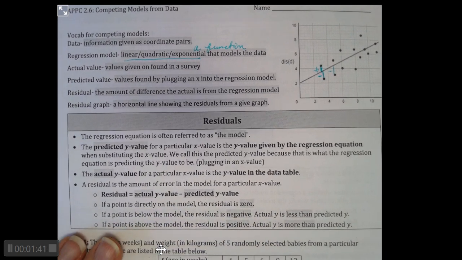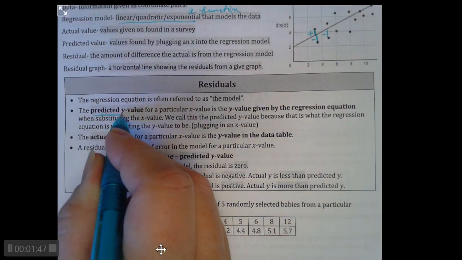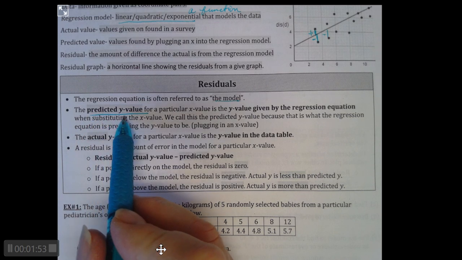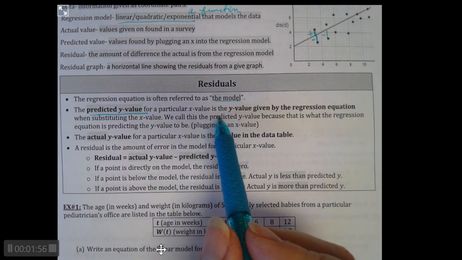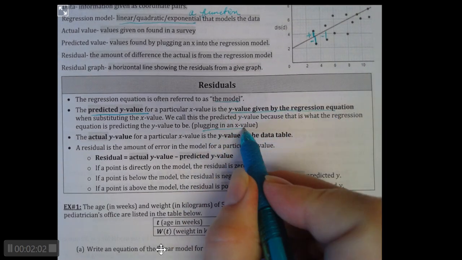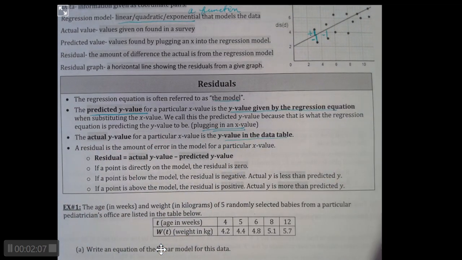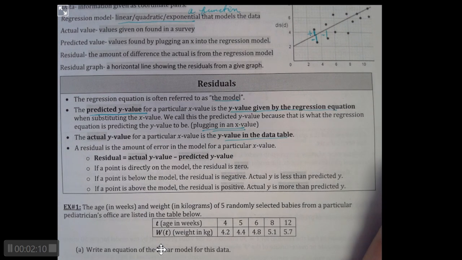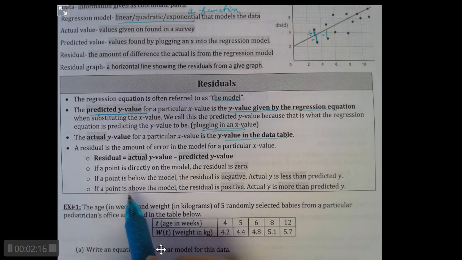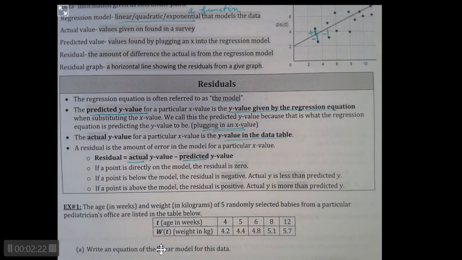All right, so the next thing that's in here is more about residuals. And again, you can fill this in. A regression equation can be called a model. The predicted Y value for a particular X value is the Y value given by the regression equation after you plug in that X value. The actual value is either from a data table, or it's from information that you collect. All right, so the residual is found by the actual minus the predicted.